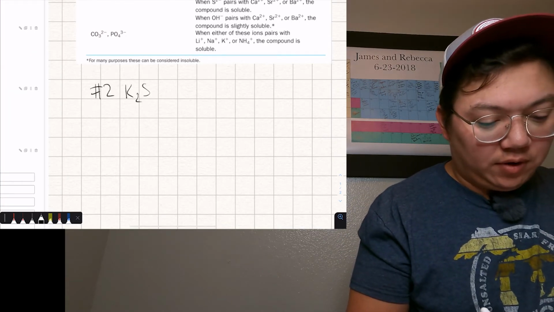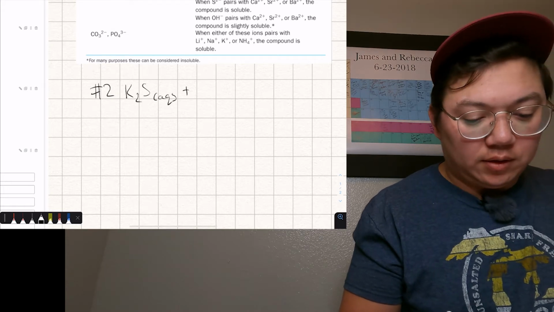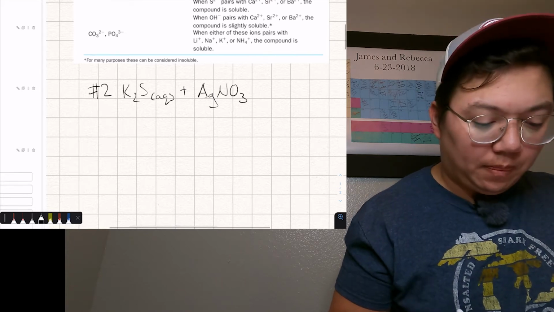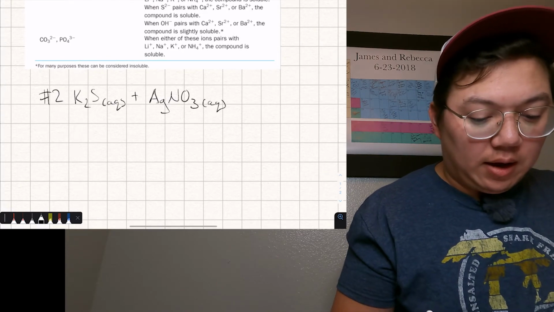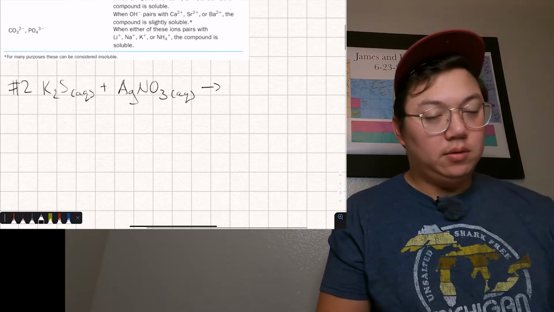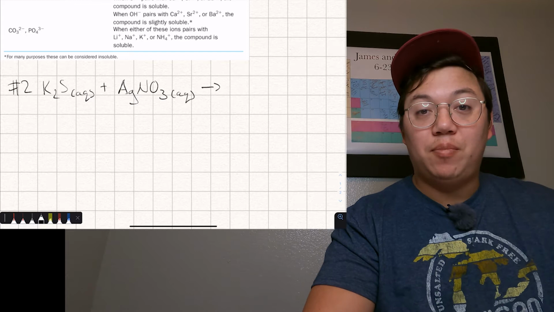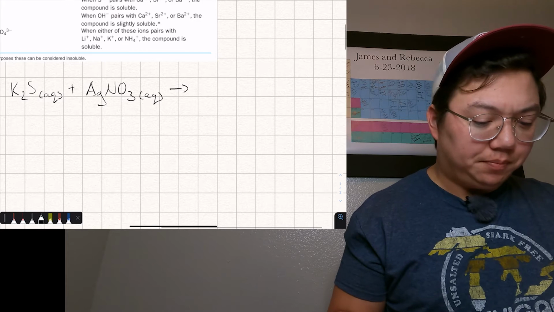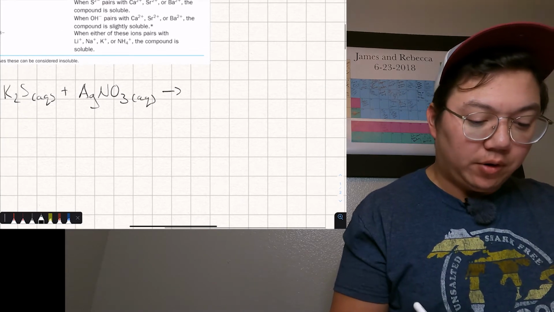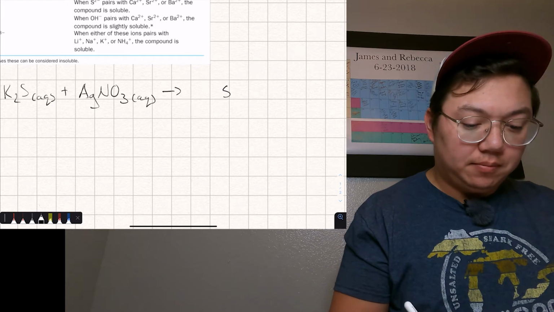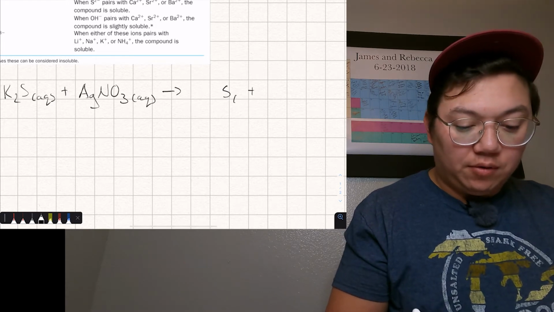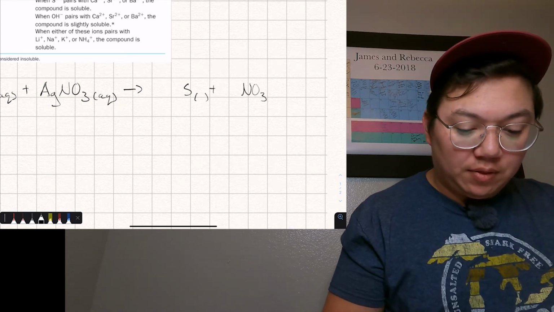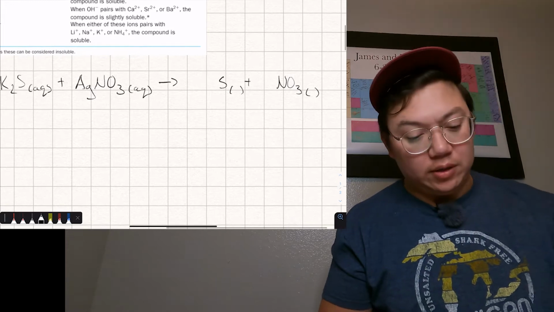We have potassium sulfide, aqueous, plus silver nitrate, also aqueous. And for most chemical reactions, you can take your cations and swap them while leaving your anions in the same order. So what I mean by that is, we can come over to the other side here and we're going to have sulfur combined with something. We don't know if that's going to be solid, liquid, or aqueous yet. And then we're going to have our nitrate, or NO3.